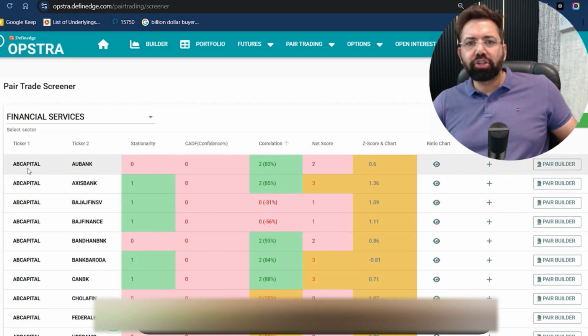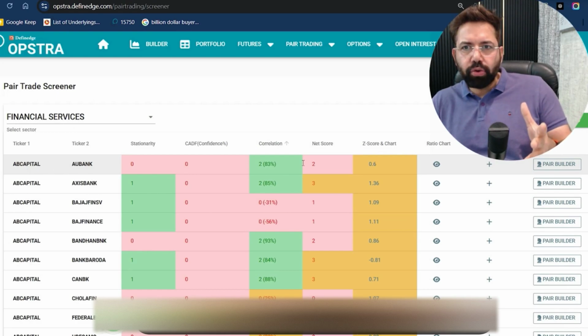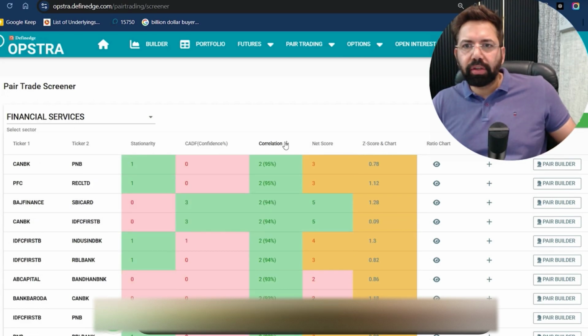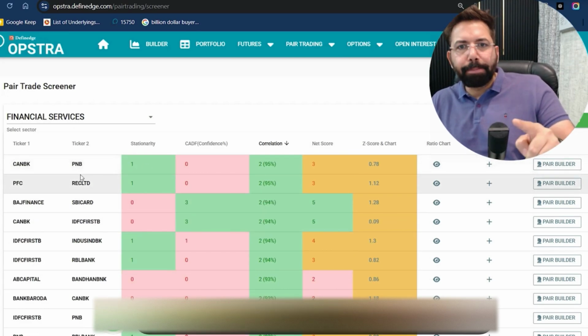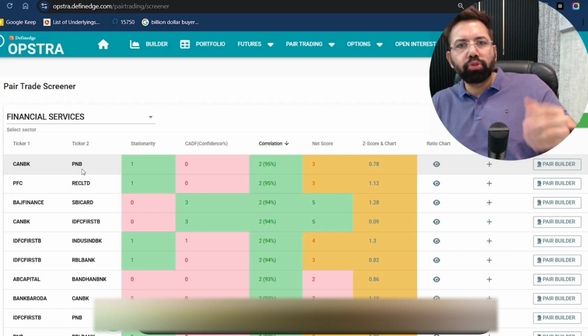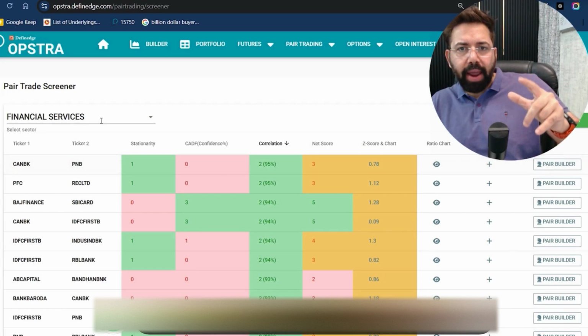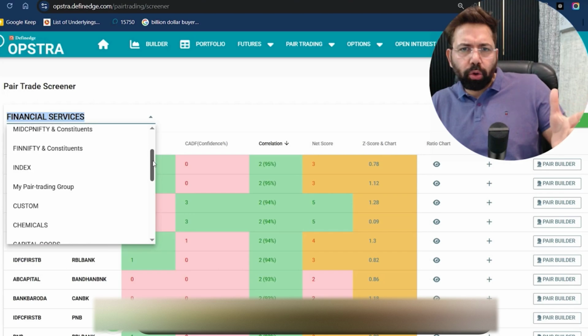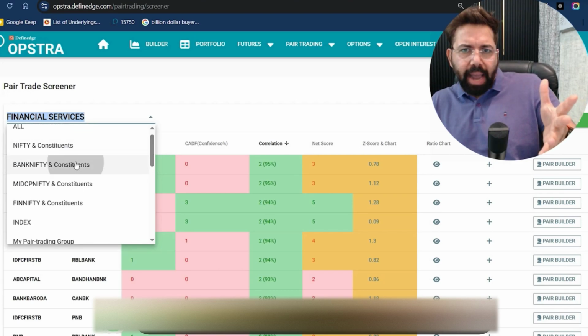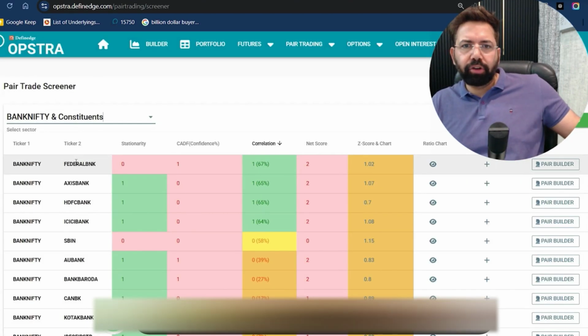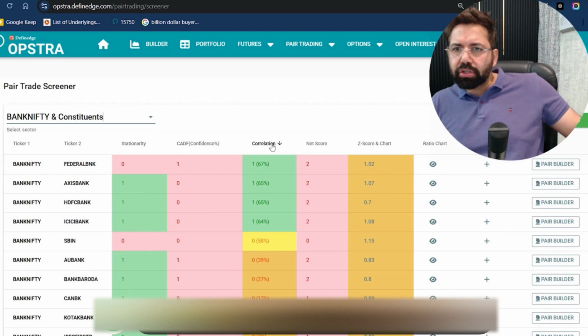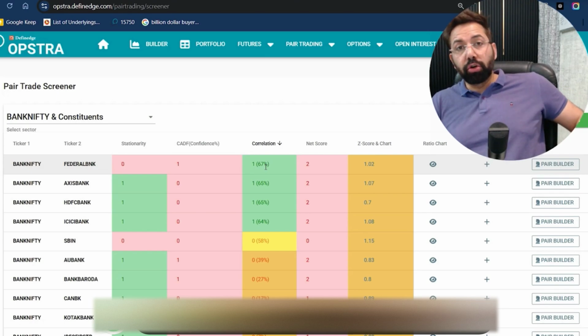So here it tells you AB Capital and AU Bank, right? As you can see here, they have a correlation of around 83%. Canara Bank and PNB top the list when it comes to financial services. They move together up and together down as well. You can also compare it with Bank Nifty, for example. If you just click on Bank Nifty, it's going to load the entire chart. And this is how it's going to show you that Bank Nifty and Federal Bank have a correlation of 67%. This is good information.